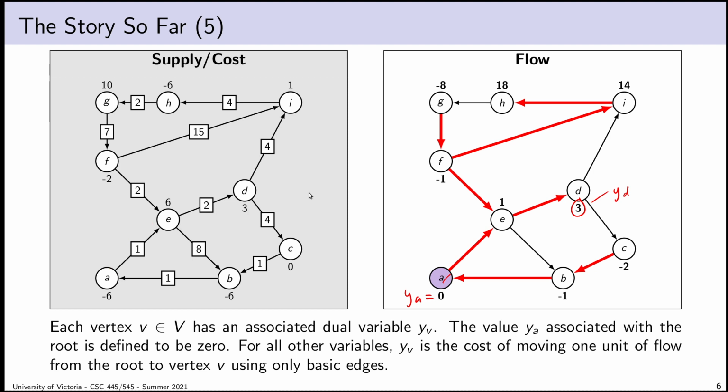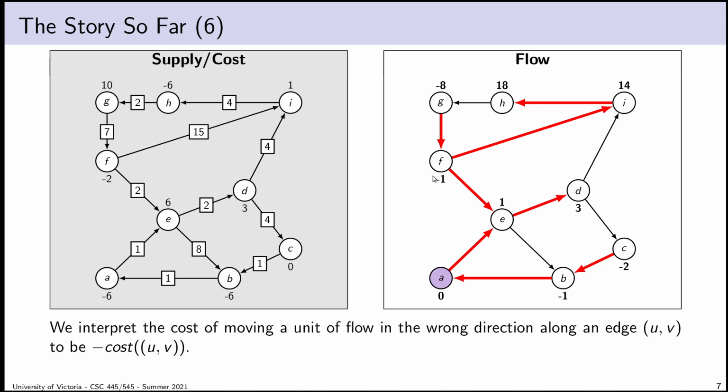Keeping in mind that if for some reason I ever have to go the wrong way along an edge, we assume that moving flow in the opposite direction of an edge's normal direction also negates the cost of moving that flow. So moving flow from A to F would cost 1 unit to go from A to E, and then negative 2 units to go from E to F, for a total cost of negative 1. And that's what this says, yep.